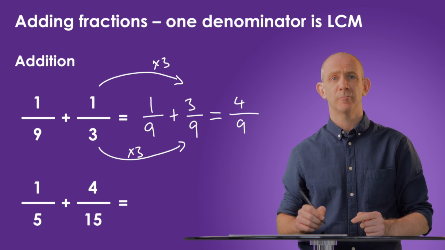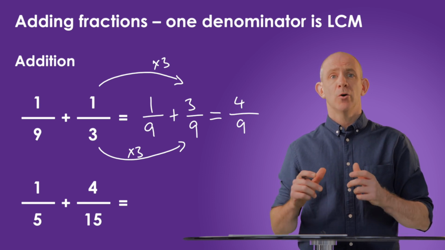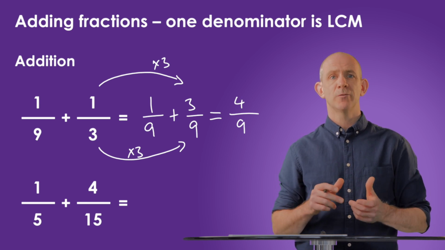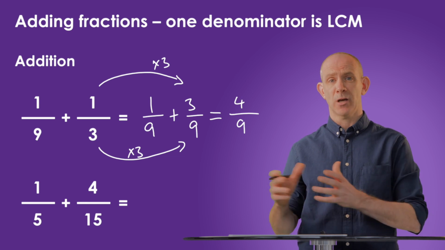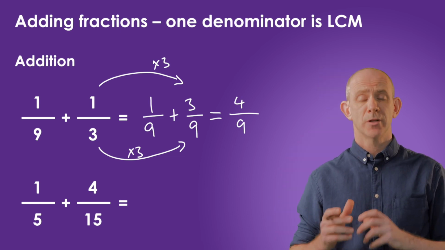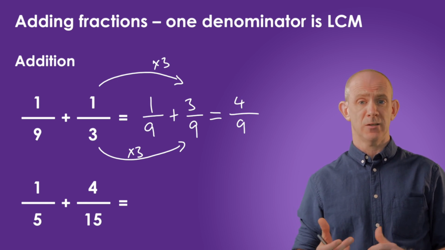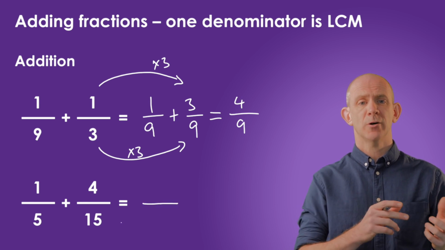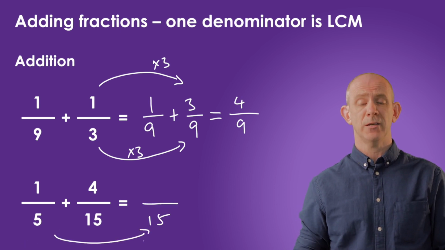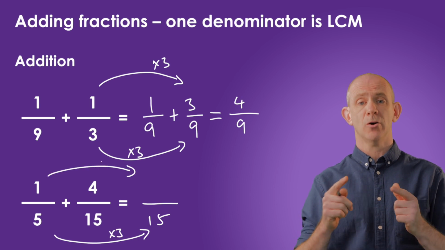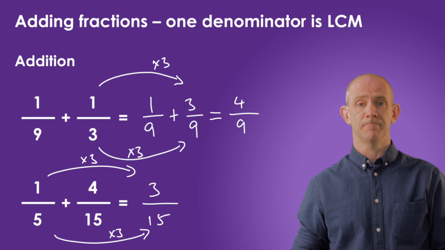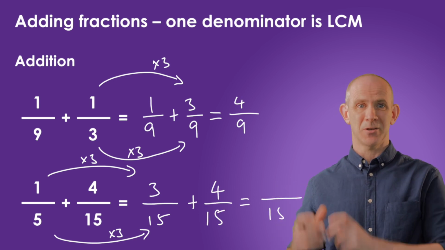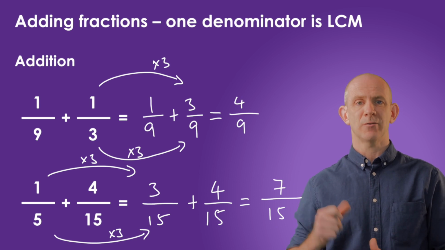Next, we have 1 over 5 plus 4 over 15. We know that the lowest common multiple of the two numbers is 15. So we're going to convert 1 over 5 into something over 15. We have to ask ourselves what we did to the 5 to make it into 15, and that was times it by 3. So we're going to times the top by 3, which gives us 3 over 15. We've now got 3 over 15 plus 4 over 15, which means our answer is going to be something over 15. 3 plus 4 would give us 7 over 15.